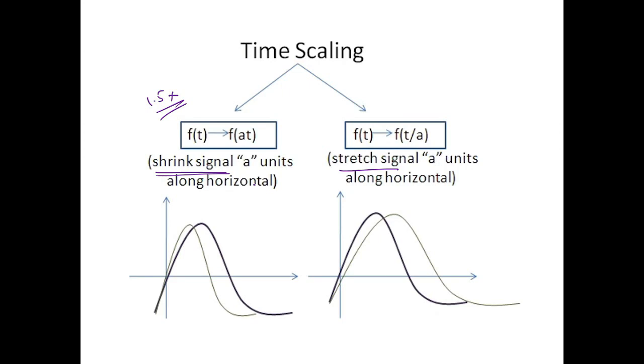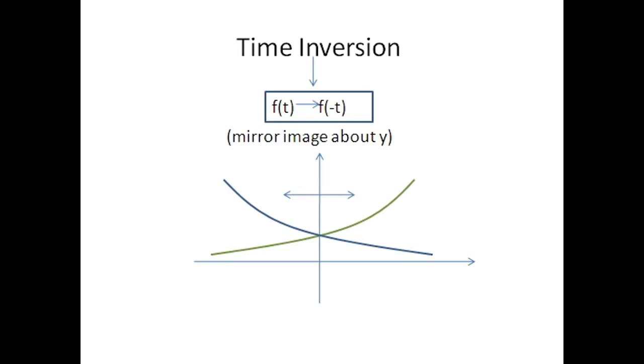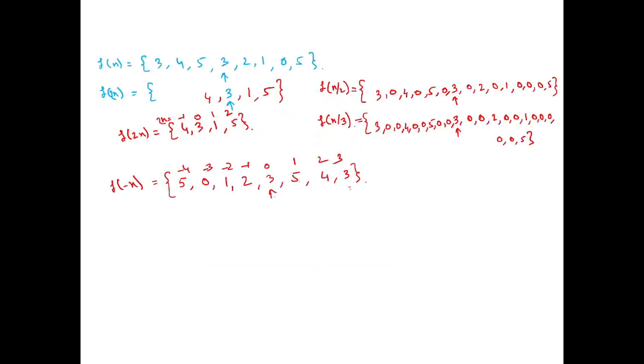Now if you put it as 0.5x, time will be longer. 0.5 I can write as 1 by 2. If you generalize it, you can write f of t by a. So the signal has been expanded. You need to understand this. This is a bit confusing, both time shifting and time scaling. Now you have understood this. Time inversion we have already discussed.